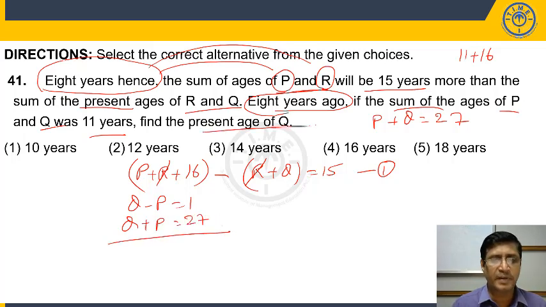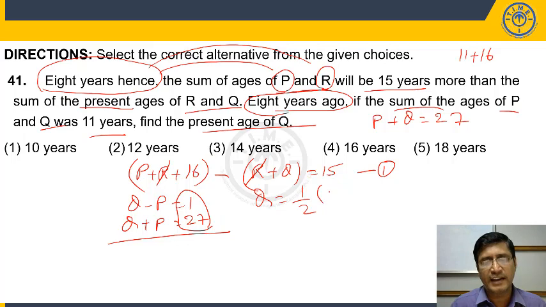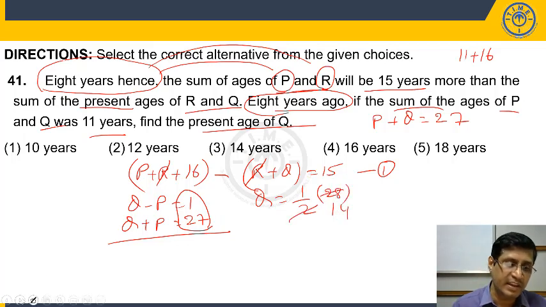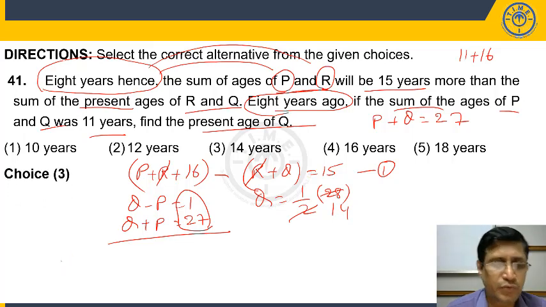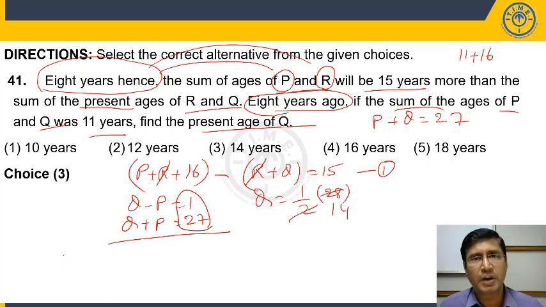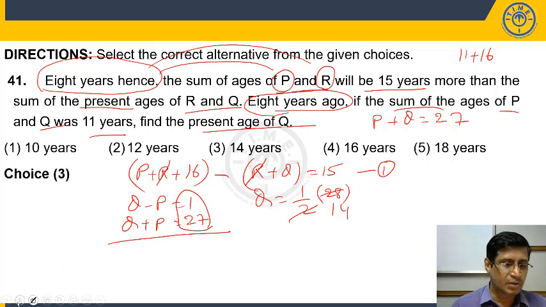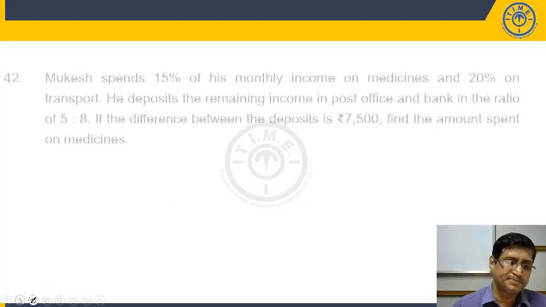What is asked here? Present age of Q. Q present age means half of the sum of these two values. So the sum of the values is 28. Half of 28, that is 14 years. So the right choice for this example is option number 3. Third choice is the right answer.